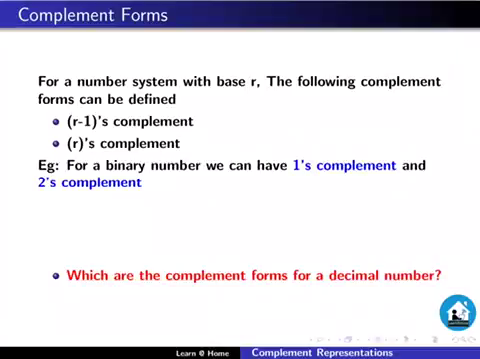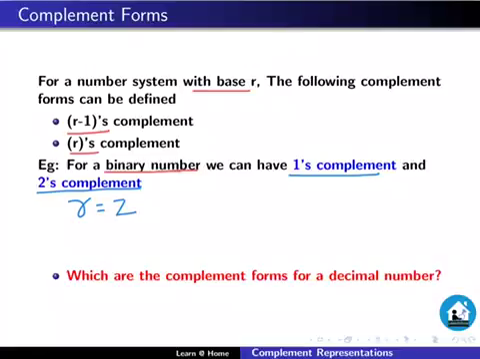It is defined like this. For a number system with base r, the following complements are defined, that is r minus 1's complement and r's complement. So for example, for a binary number, as you may be aware, r is equal to 2. That means the base is 2. So we can have r minus 1, that is 1's complement, and r's complement, that is 2's complement.